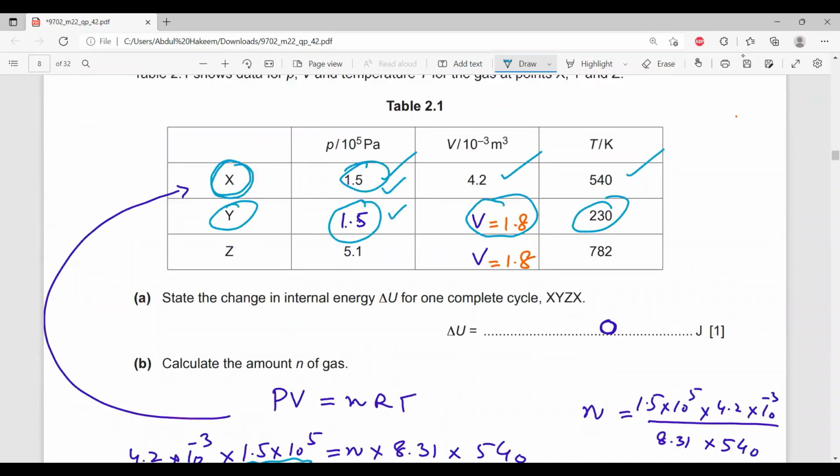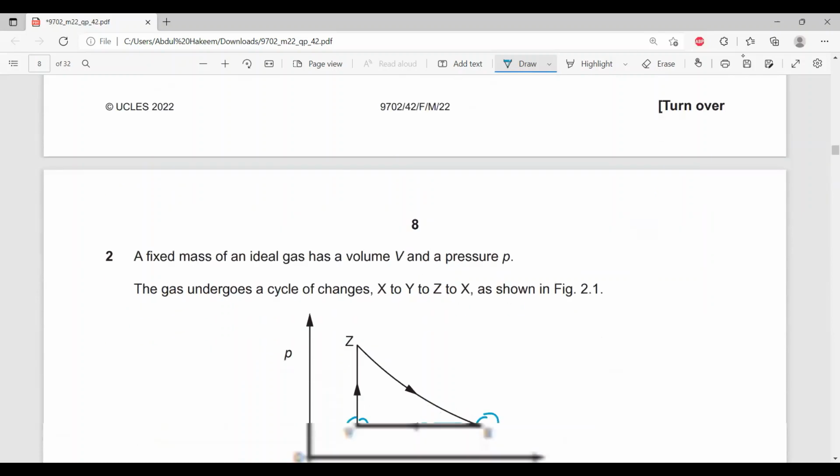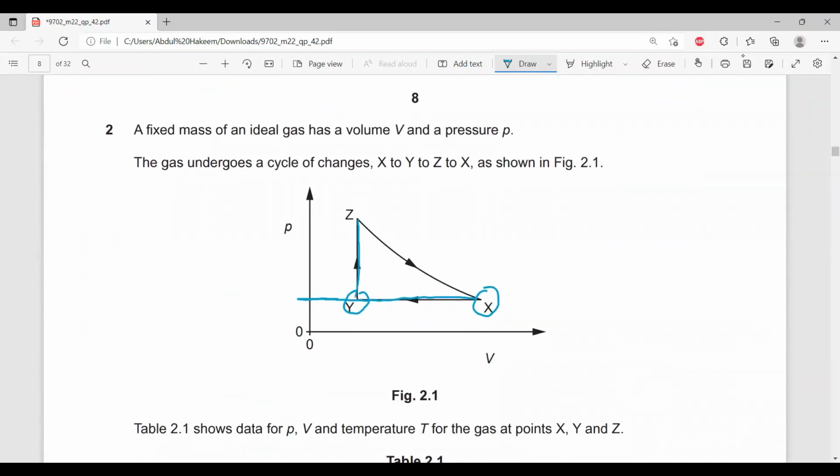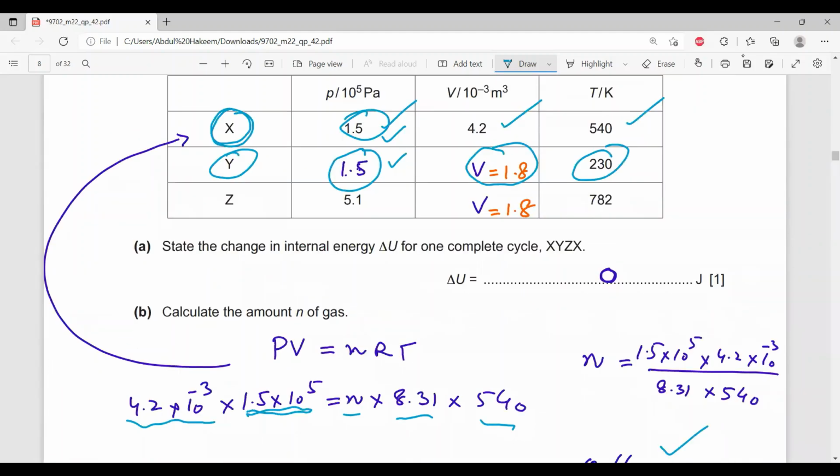Now, from Y to Z, look at this. From Y to Z, this vertical line means the volume is same. For the Z, we will substitute the same volume, 1.8, hence the table is completed.